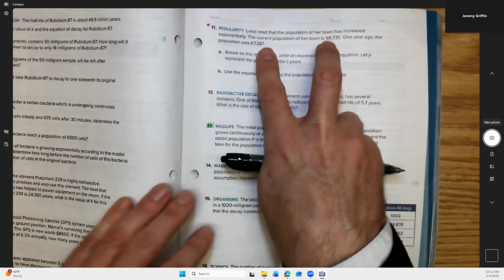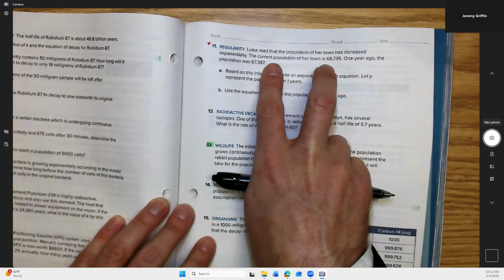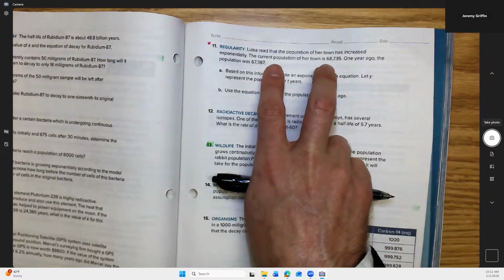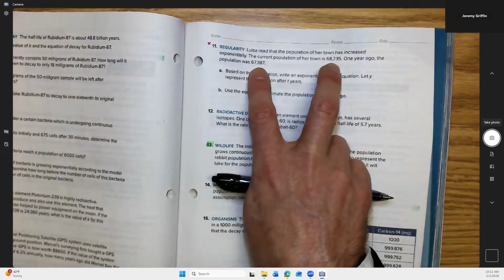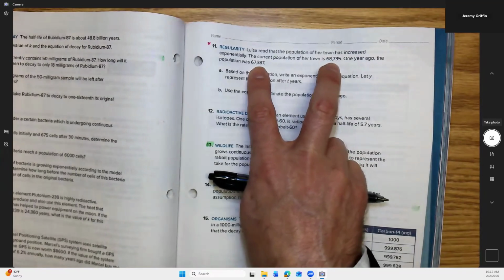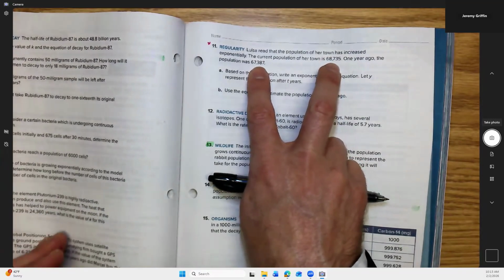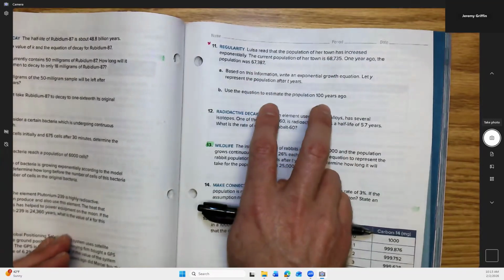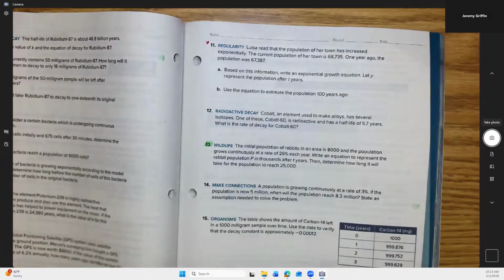This one looks like it would have been fun. The population of our town grows exponentially. It's currently 68,000. 1 year ago, it was 67,000. Could you create an exponential curve out of that, and then go back in time about 100 years ago and estimate the town's population 100 years ago? You get to do that too.